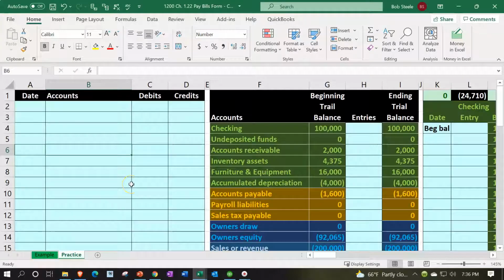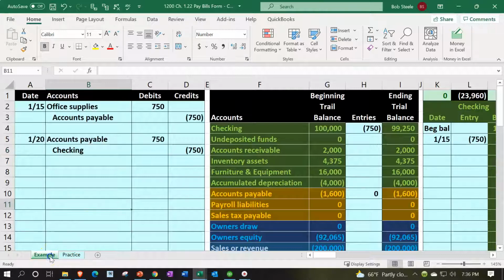Here we are in our Excel worksheet. If you have access to the Excel worksheet and would like to follow along, we have two tabs down below, example and practice. The example tab is in essence an answer key. Let's take a look at it now.